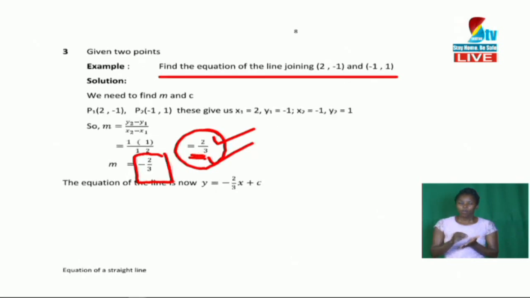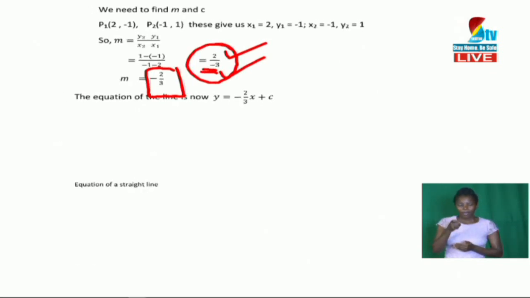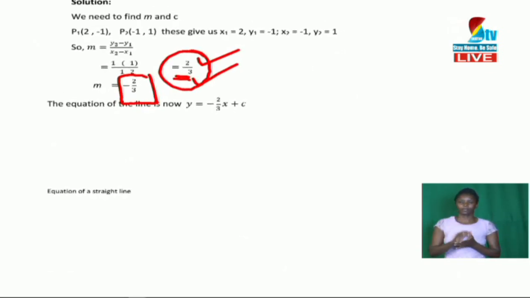So what do we have now? Now we have y is equal to mx plus c. We already have the value of m. The only thing that we still need to work out is the c. How do we work out the c? We do what we just did for the other example. Let us go on to the next slide.